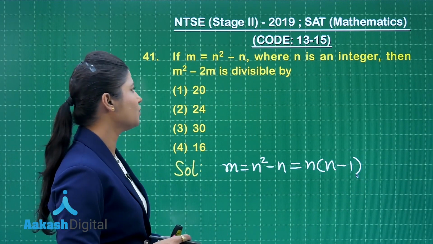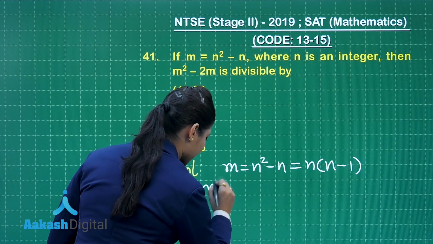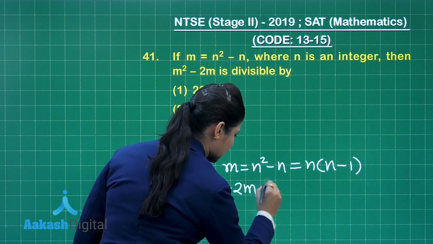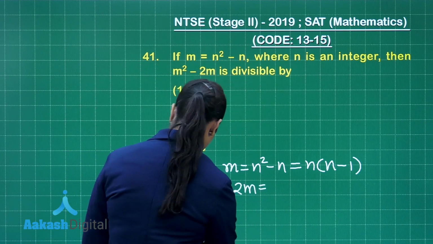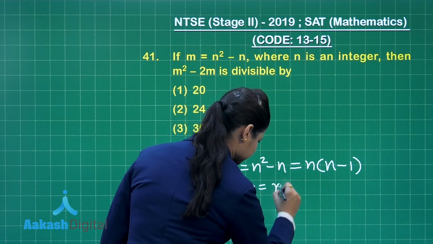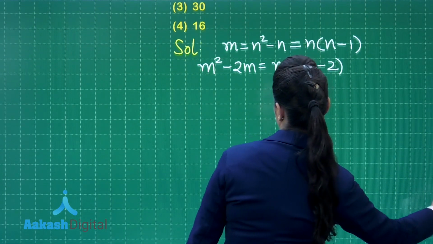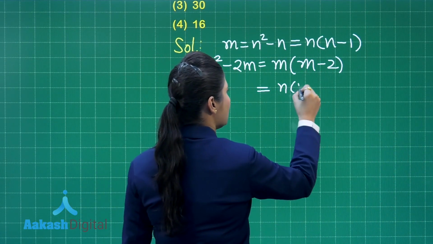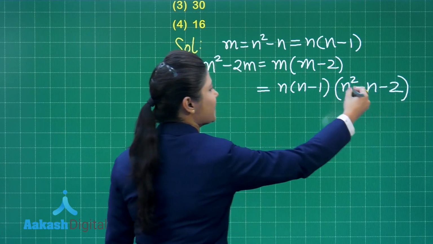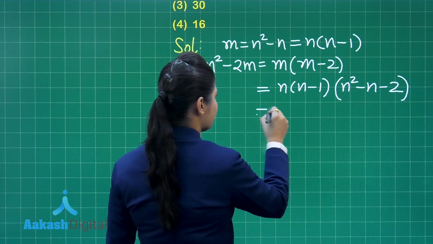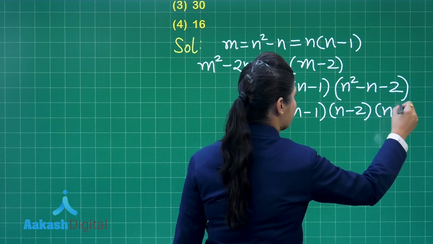Now here you have to figure out by which number m square minus 2m will be divisible. So I write here m square minus 2m, and I try to substitute here the value of m. I obtain that it is m into m minus 2. On substituting the value of m, I clearly get n into n minus 1 into n square minus n minus 2. You can easily factorize this quadratic polynomial, and on factorizing it you get n into n minus 1 into n minus 2 into n plus 1.